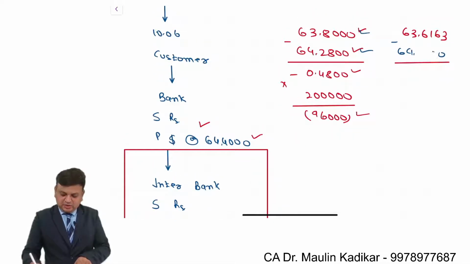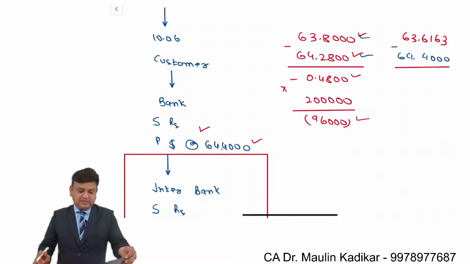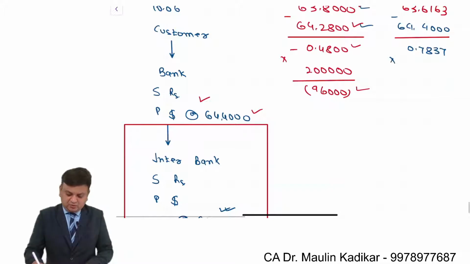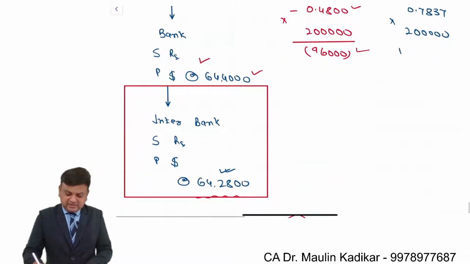I'm sorry, the original contract was entered into at 64.40 by the customer. So 63.6 minus 64.4. There is a loss of 78.37 paise per dollar that you have to pay me on 2 lakhs. So it is 1,56,740 that you have to pay.